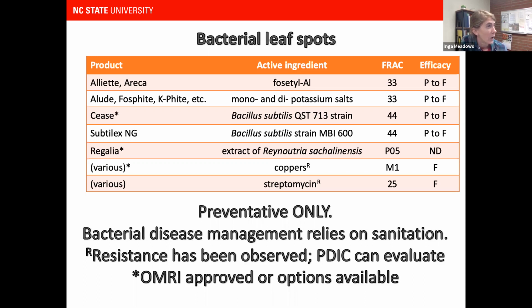I've got a little R next to the products where we've seen resistance. And if you do send in a sample with bacterial leaf spot to the clinic, they can evaluate for resistance to copper or strep. Right now, they're not doing it because they're only in there 2 days a week. But when we do return to normal hours, they can evaluate for resistance. And I've got a star or an asterisk next to the ones that are OMRI approved or where they have OMRI options available.